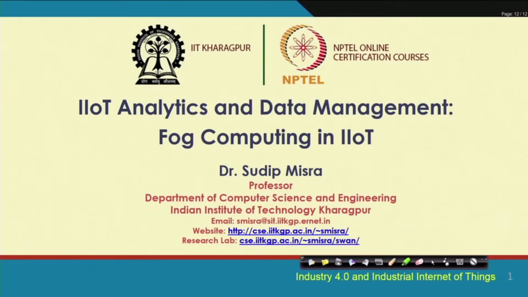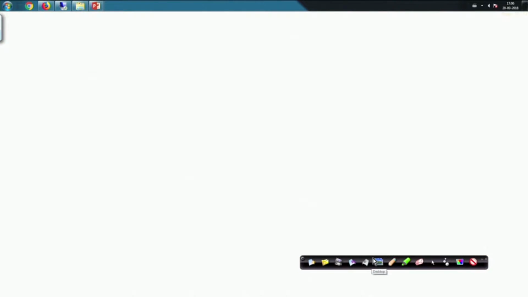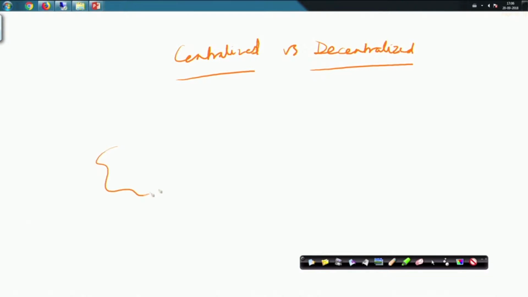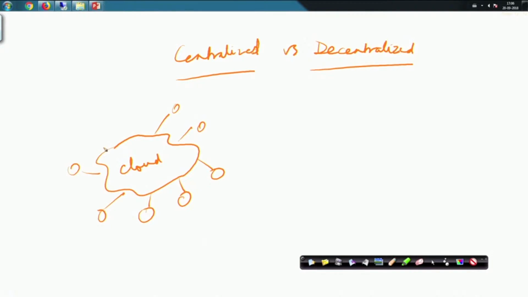So, let us look at what we have just discussed. We talked about the centralized and the decentralized models. Centralized essentially is purely cloud based, where you have all these different IIoT devices which will throw in a lot of data, and this data will all be processed and stored at the cloud. So, this is your centralized.